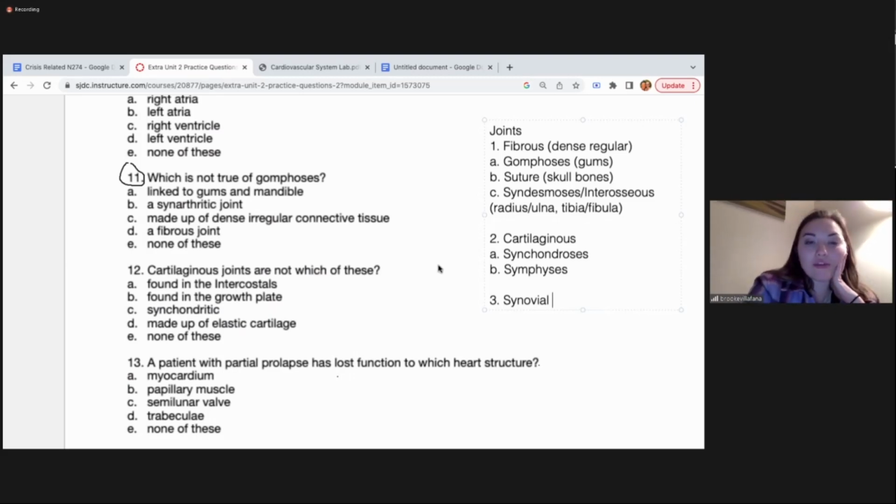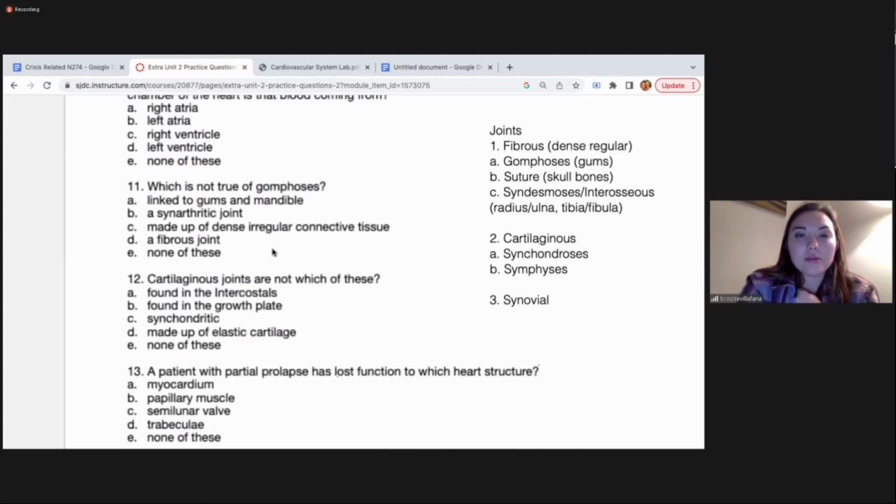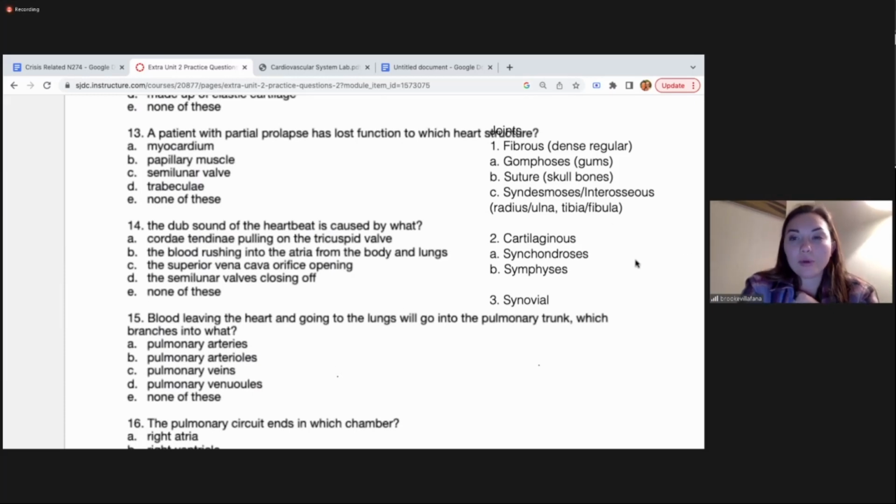So the gomphosis are linked to the gums in the mandible. That would be true. They are synarthritic. You don't want your gums to move. So C would not be true because all fibrous joints are made out of dense regular connective tissue. Okay. So don't forget to review your articulations content. This is good stuff that you can go over and spend some more time reviewing.